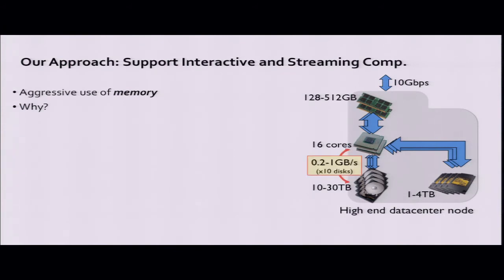Now, if you look at the I/O between the CPU, where the processing happens, and the different components, you see that even for 10 disks, the aggregate throughput is only between 0.2 and 1 gigabyte per second.